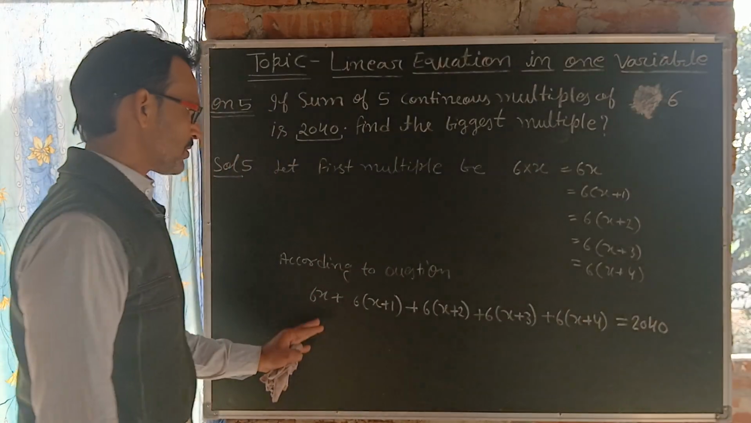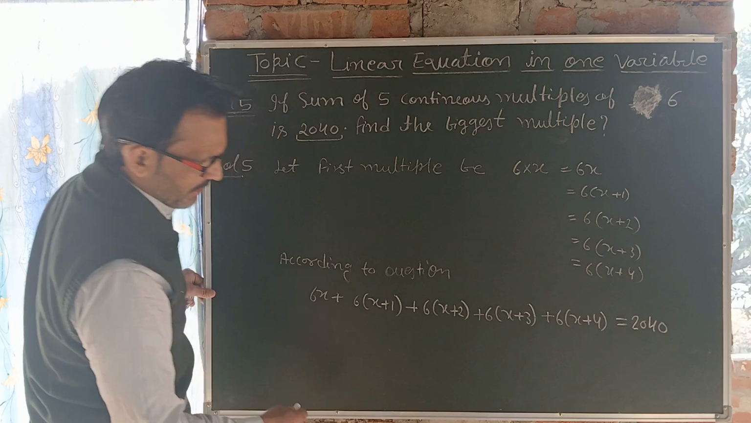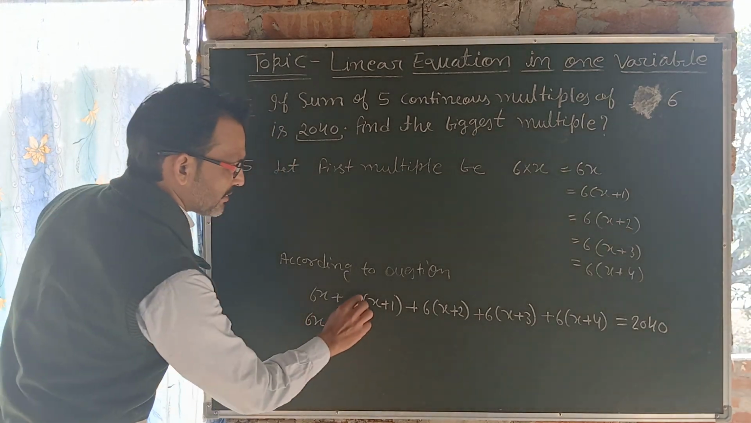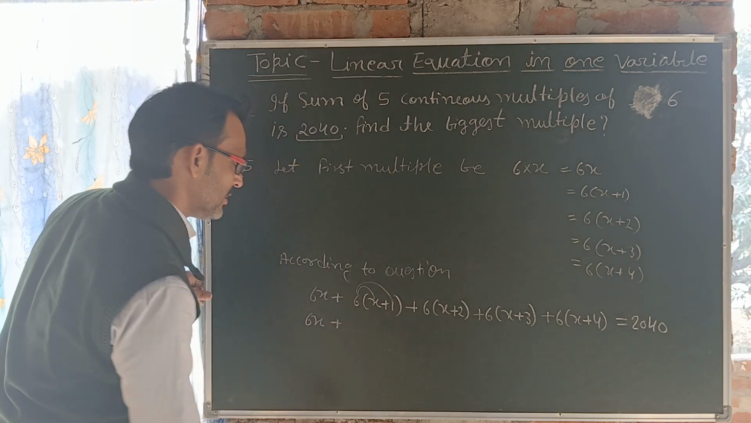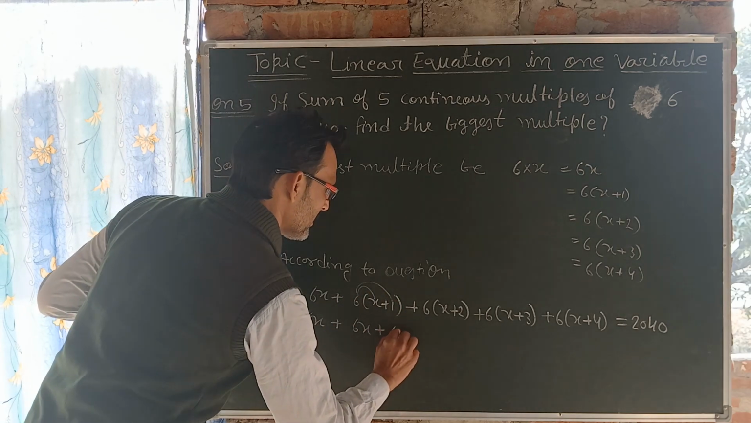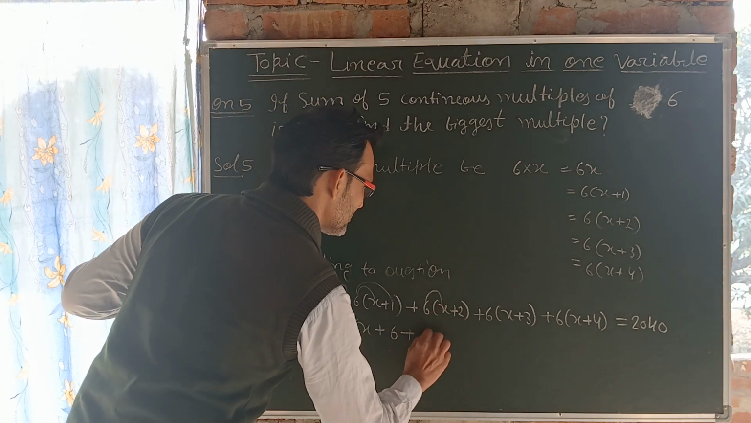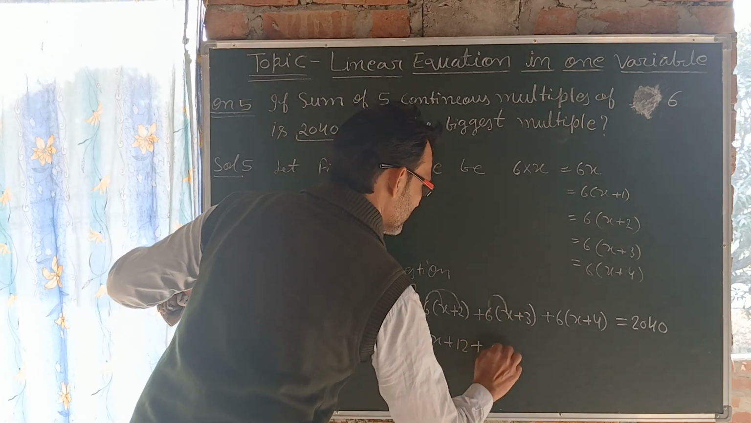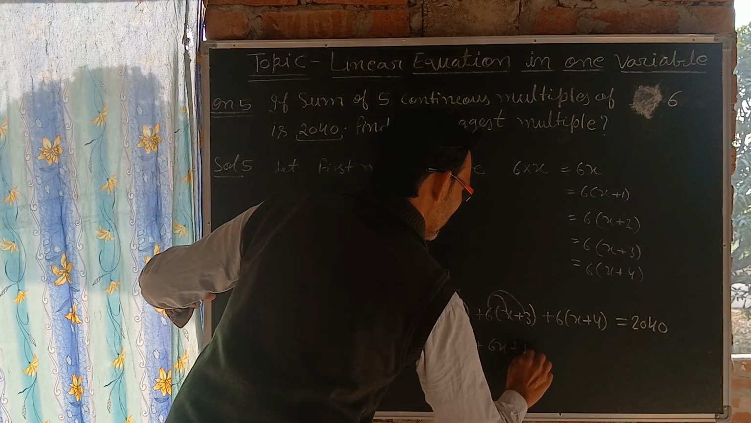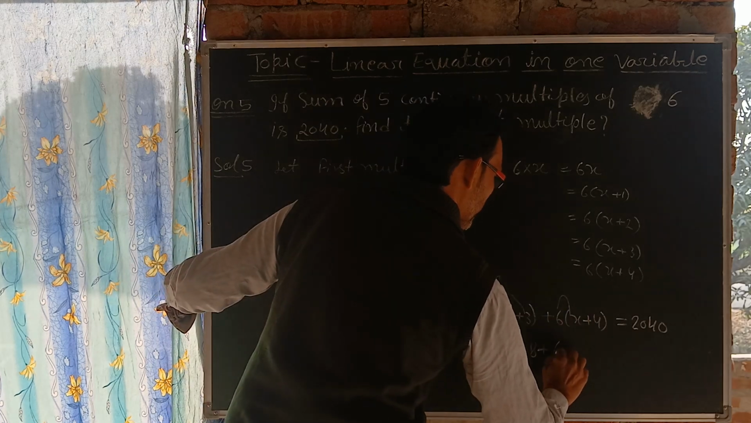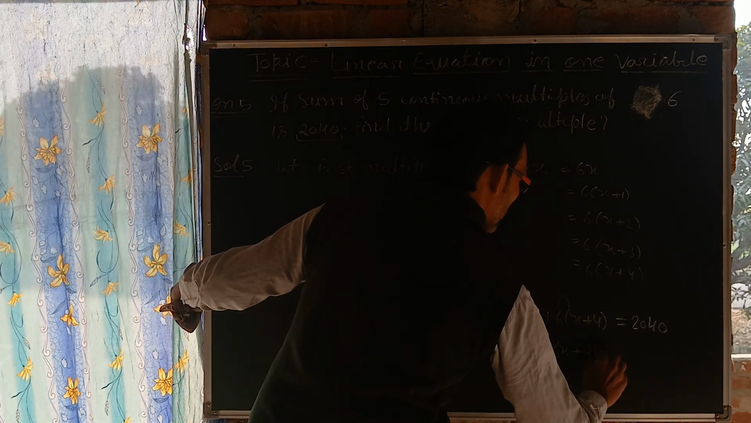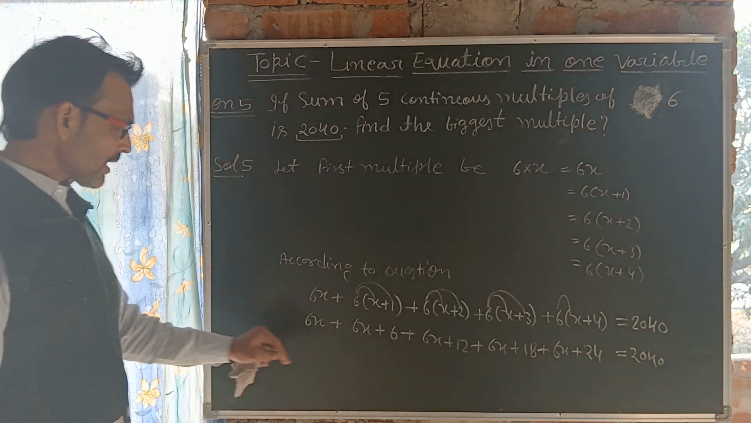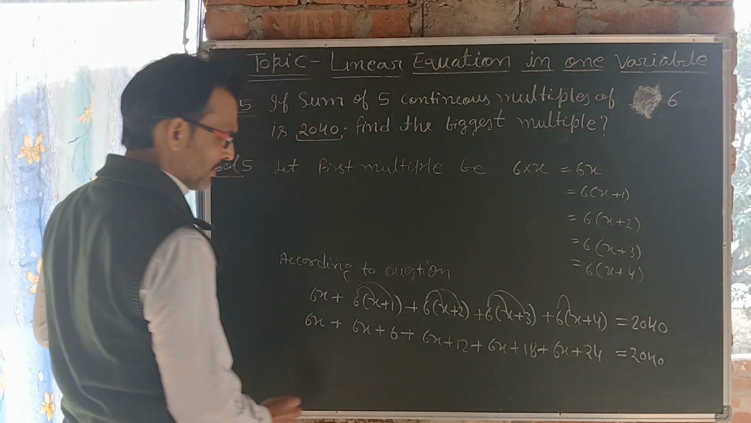So students, let us add. How can we add? This 6x remains 6x. First of all open the brackets. The 6 gets multiplied with this, so it will be 6x plus 6. Similarly here 6x plus 12, 6 into 2 is 12. Here 6x plus 18, 6 into 3, and 6x plus 24, 6 into 4. It will be equal to 2040.